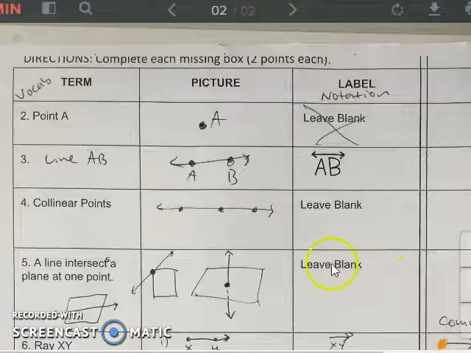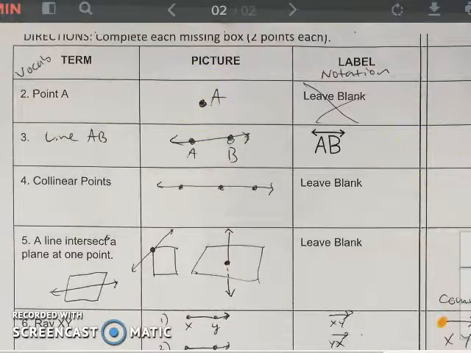All right. The directions on questions 2 to 6 say complete each box, and I've either given you a vocabulary word or a term. You may need to draw the picture, or the other hint is a label or notation. For point A, you literally just need to draw a dot and the letter A. If you did not write the letter A, I took off a point. You got 1 out of 2.